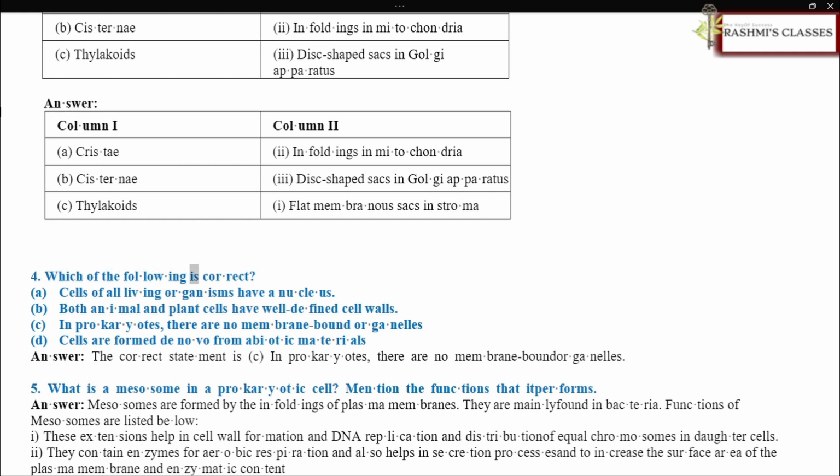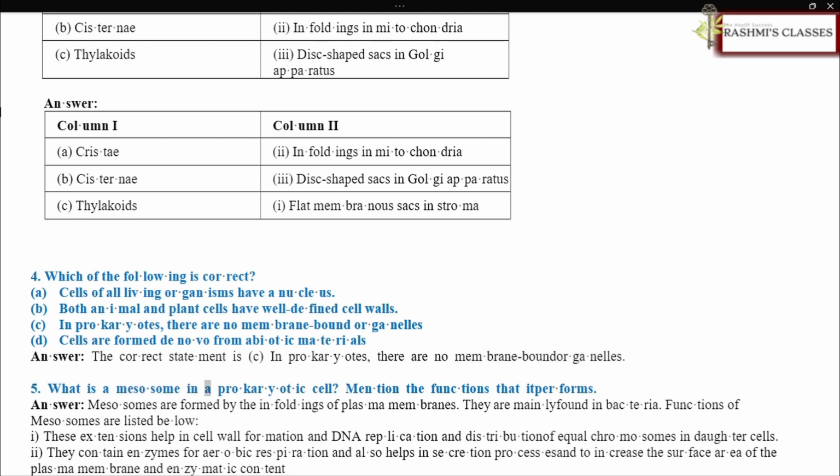Which of the following is correct? A. Cells of all living organisms have a nucleus. B. Both animal and plant cells have well-defined cell walls. C. In prokaryotes, there are no membrane-bound organelles. D. Cells are formed de novo from abiotic materials. Answer: the correct statement is C. In prokaryotes, there are no membrane-bound organelles.